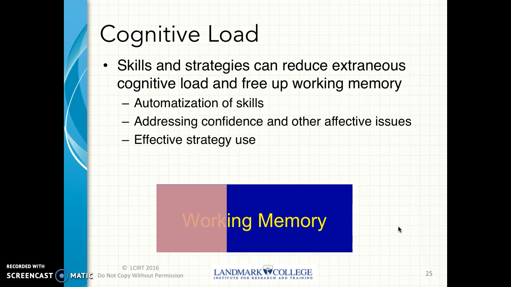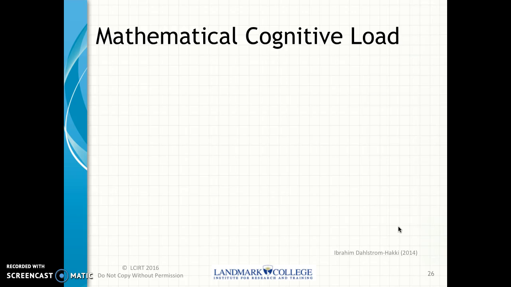For those students who will not automatize skills, we can teach them effective strategies and use approaches such as the use of manipulatives, hands-on projects, and so on to overcome weaknesses that may be associated with number sense or language processing, and essentially address those cognitive loads. And we'll talk specifically about those strategies and supports in the next video.